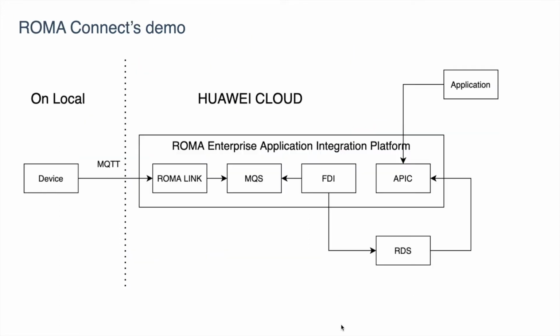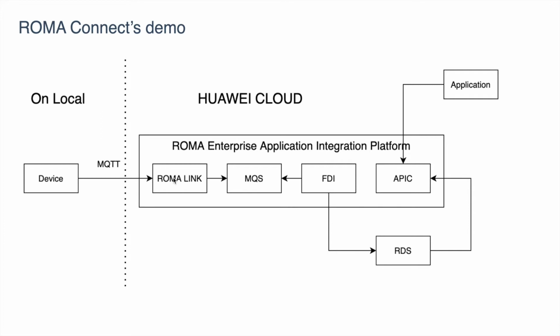Let's go to the last part, ROMA Connect demo. Firstly, I will introduce the data flow in this demo. The left part is on local, and the right part is on Huawei Cloud. Now let's imagine that this device is generating data every time. Through MQTT protocol, the data is transferred to ROMA. When the data reaches ROMA, how can we handle the data?